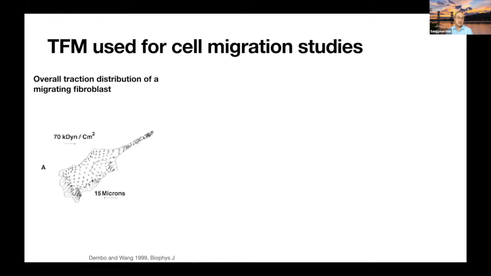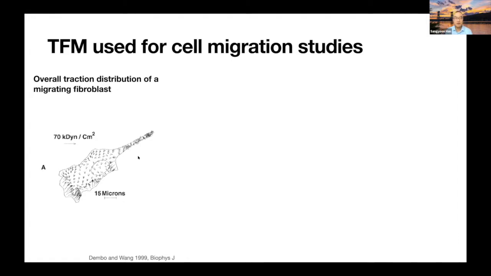First, this TFM has been used for cell migration studies. It was first used on migrating fibroblasts and showed for the first time that at the front of the cell, for example this region, there are large vectors of the traction force. And in the middle of the cell, there is not a big amount of traction, and the direction was mostly inward. So that was found for the first time.